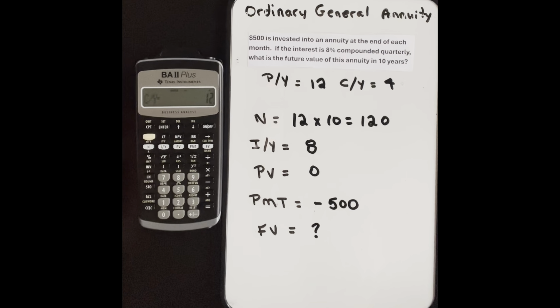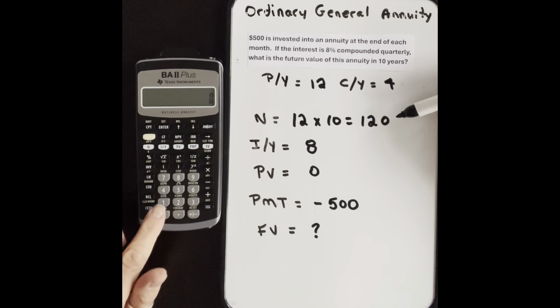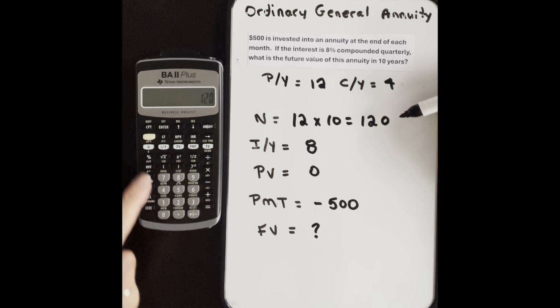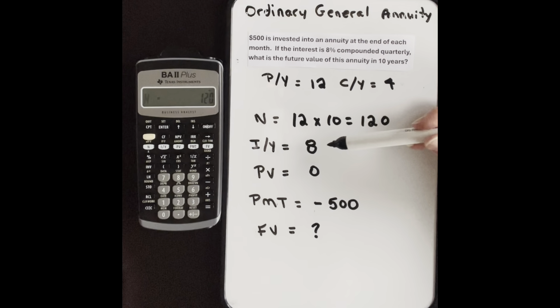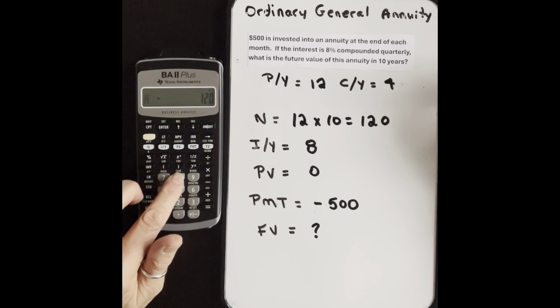When you scroll, you'll see that compound periods per year automatically change to the same value. We don't want 12, we want 4, so let's enter 4. Now we can quit by going second, quit. To enter these values, put the number in and then the function. So N is 120, so we put 120 and then N. Interest per year is 8.